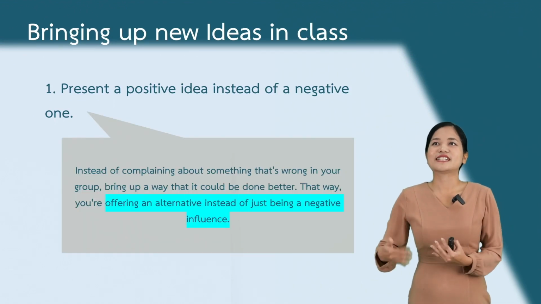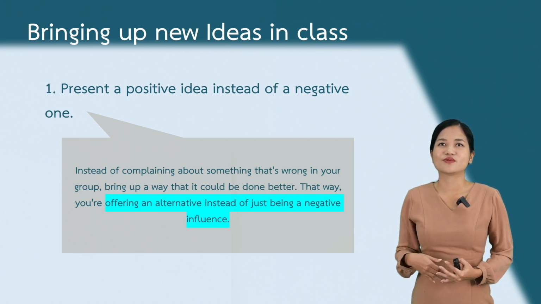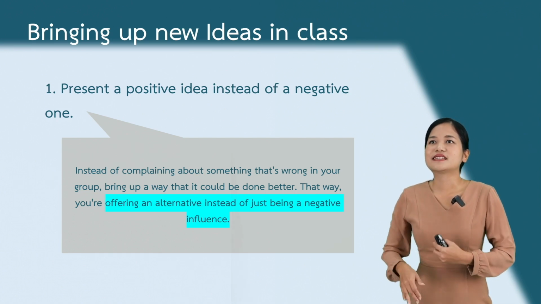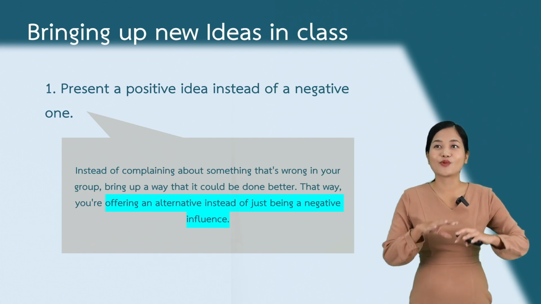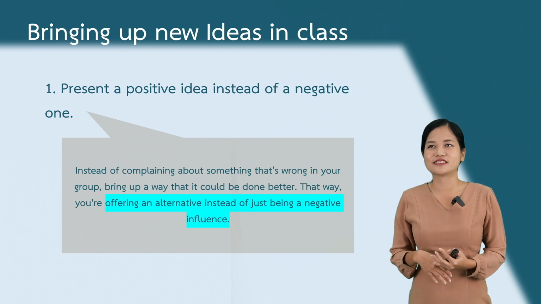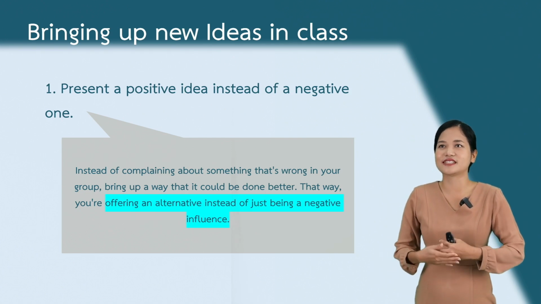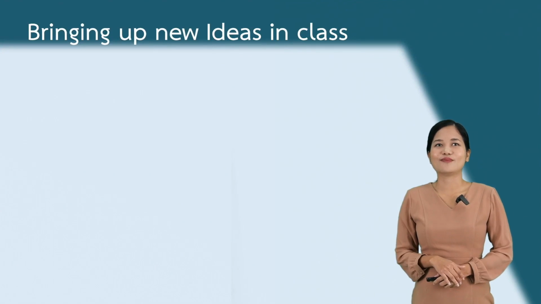First, present a positive idea instead of a negative one. This one is very good. Instead of complaining about something that's wrong in your group, bring up a way that it could be done better. That way you're offering an alternative instead of just being a negative influence. Okay. How about the second one?